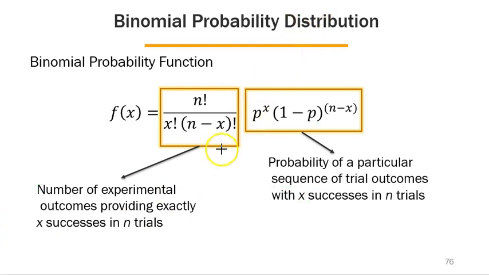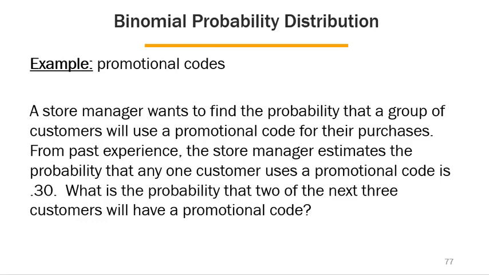So just a little bit better, perhaps, understanding of the formula. All right, consider the following example. We have promotional codes. A store manager wants to find the probability that a group of customers will use a promotional code for their purchases. From past experience, the store manager estimates the probability that any one customer uses a promotional code is 0.3. The question is, what is the probability that 2 of the next 3 customers will use a promotional code?